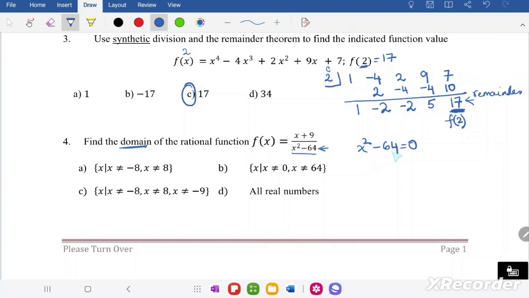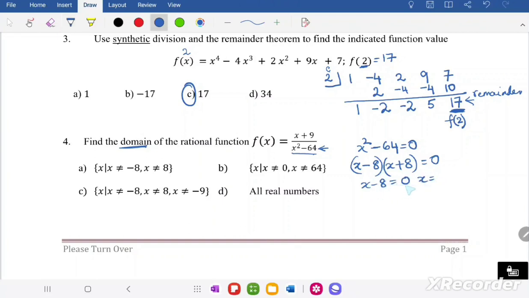So x squared minus 64, x squared is a perfect square, 64 is a perfect square, and it is a difference, minus, so I can write it as x minus 8 times x plus 8 equal to 0. I'm going to make each factor equal to 0 and solve for x.